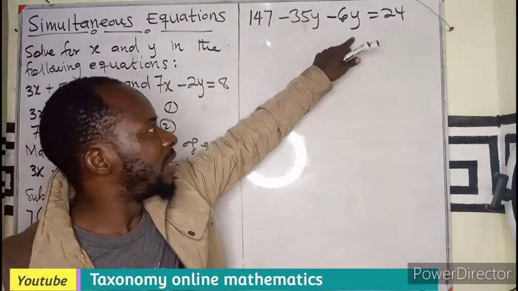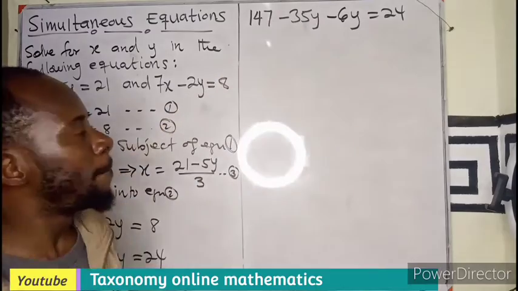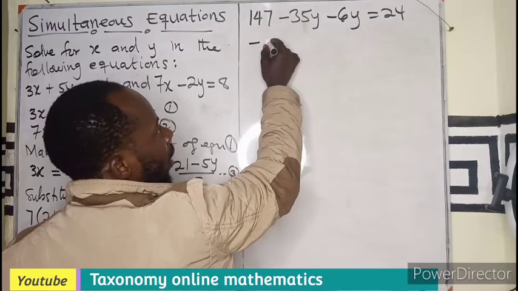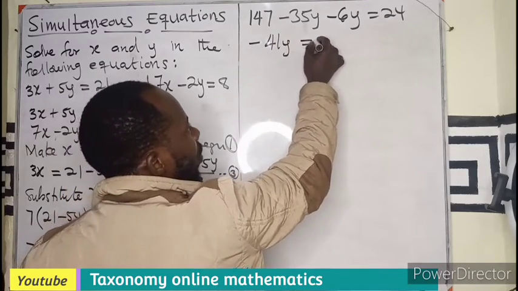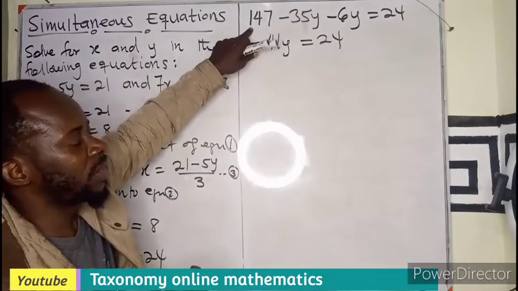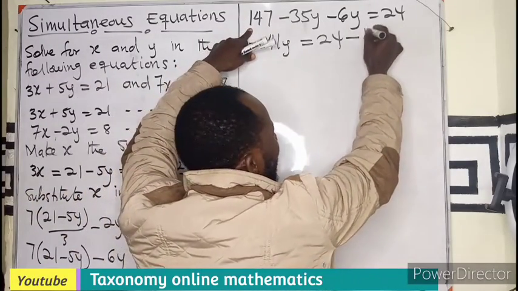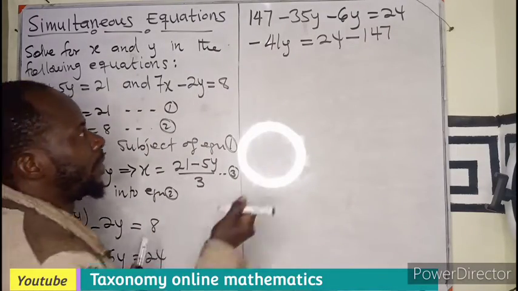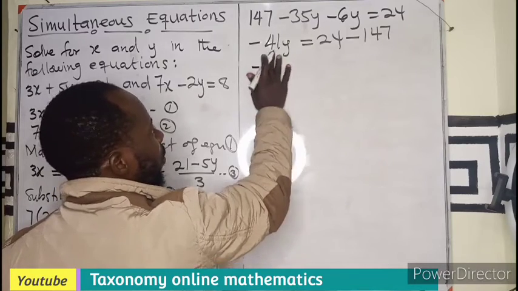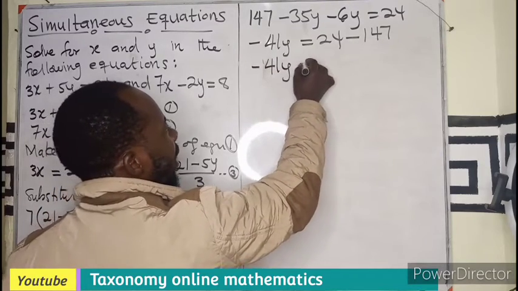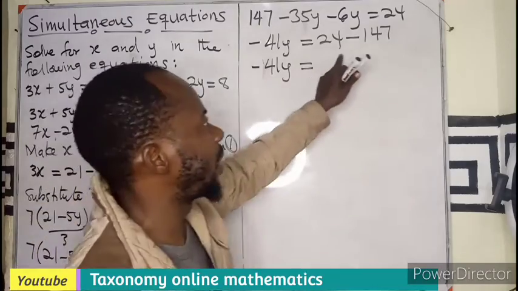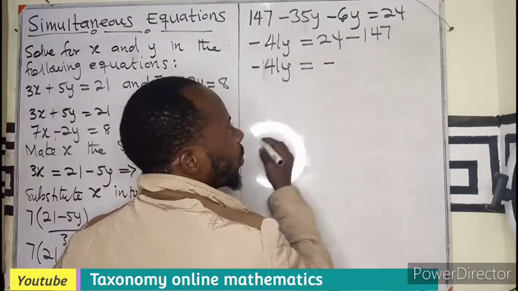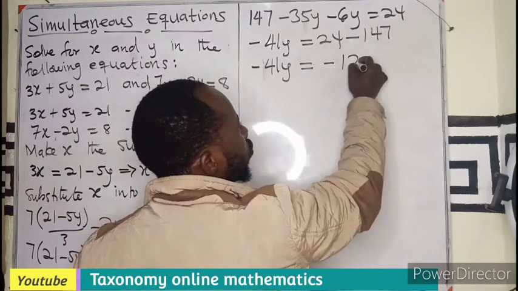Don't forget y is here. This can also go there. So if I compute this, we'll be having negative 41y equals 24. This is positive. Moving to the other side, we can minus 147. We maintain this one to be minus 41y equals, when we subtract, this is smaller than this. So we are going to get a negative value, and that will be 123.